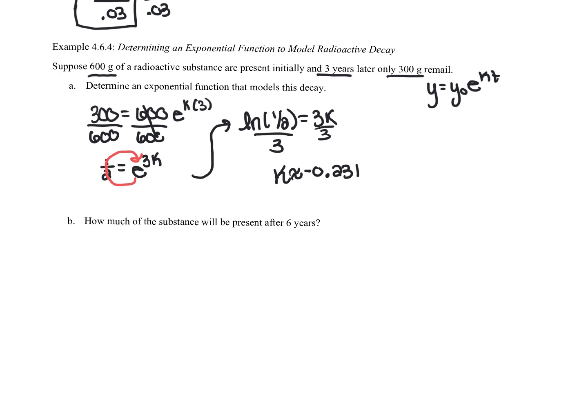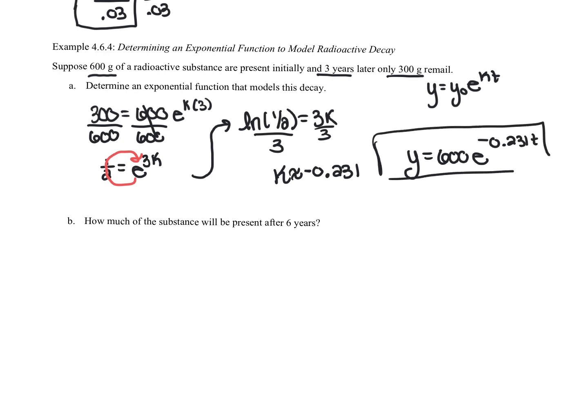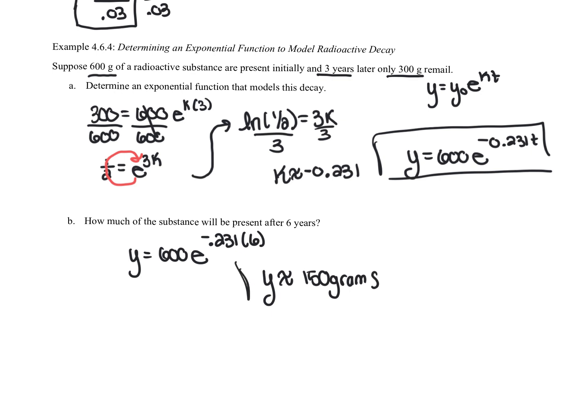That means this is going to be decay because the k value is negative. So my equation is Y equals 600 e to the negative 0.231 t power. And then it says how much substance will be left after 6 years. So you're going to use that model and plug in a 6 for the t value. You type it in, and you should get that Y is approximately 150 grams. So you're going to use this process to complete your 4.6 homework.